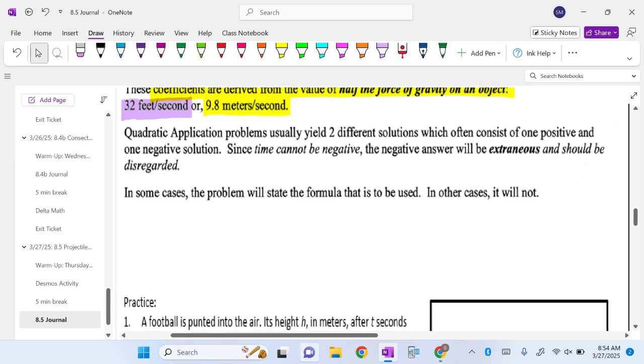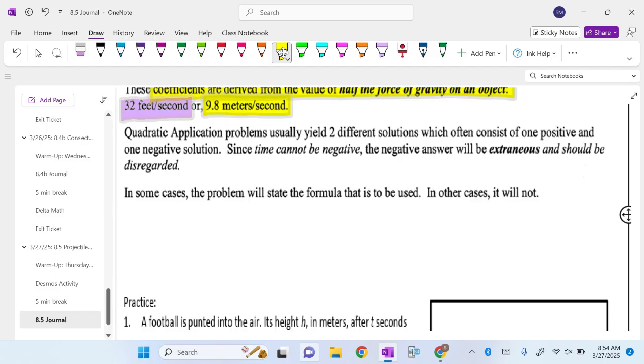And again, with your quadratic application, you yield two different solutions, your positive or negative solution. Remember, none of your solutions for time can be negative. That's what we call an extraneous solution, or in other words, a solution that we can disregard or cross out because we don't need it.